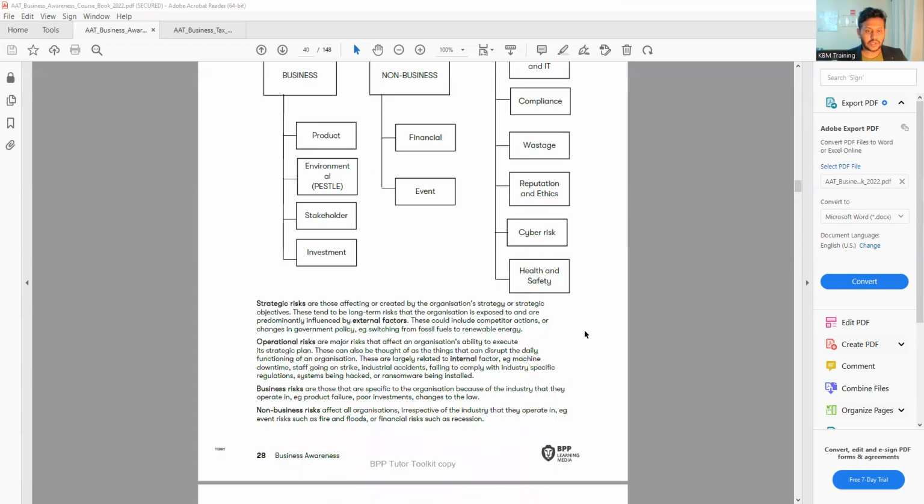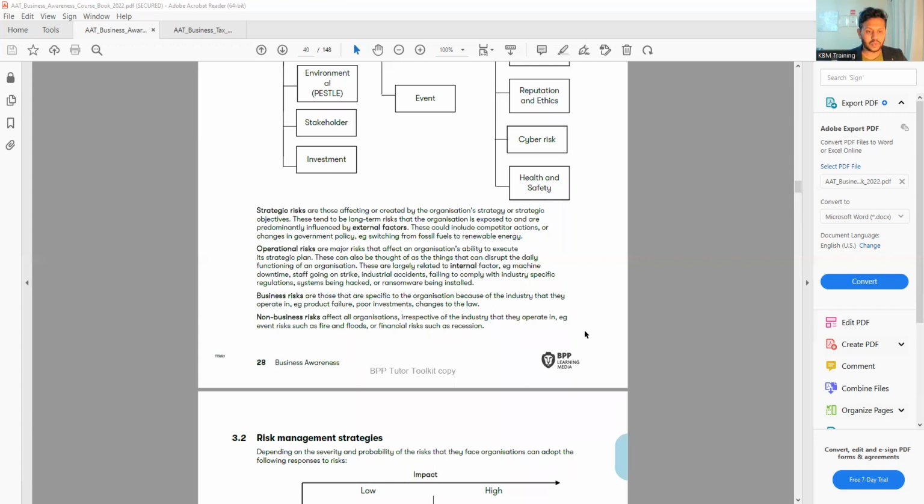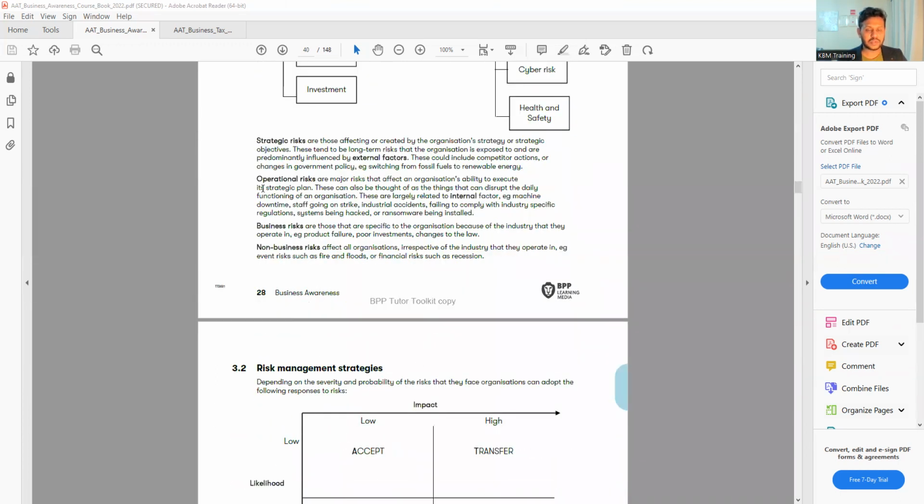All right, so the next one, we have some risks. You can see here we have strategic risk, operational risk, business risks and non-business risks. Let's quickly read all four types of risks. First one, we have a strategic risk. Those are risks affecting or created by the organization's strategy or a strategic objective.